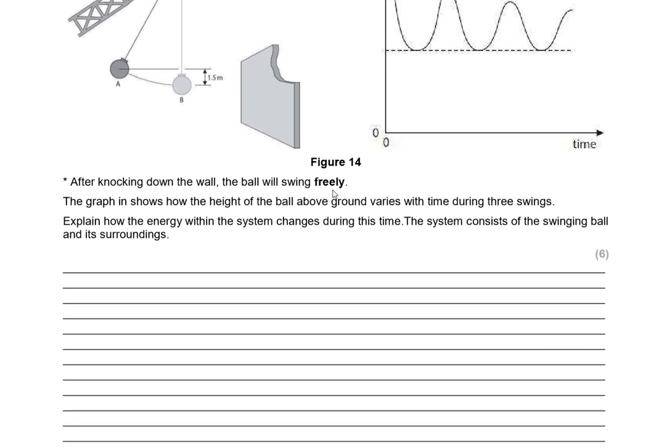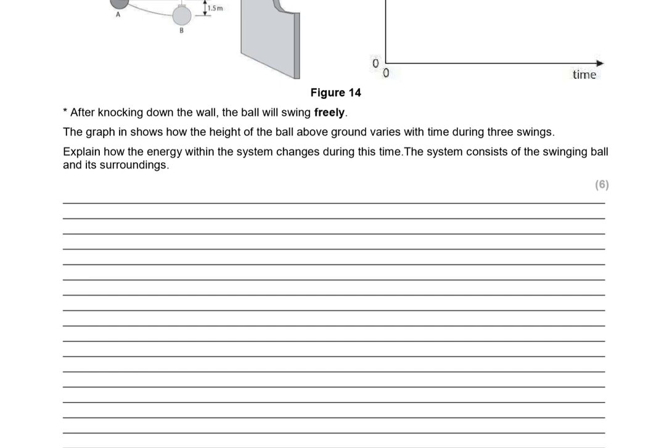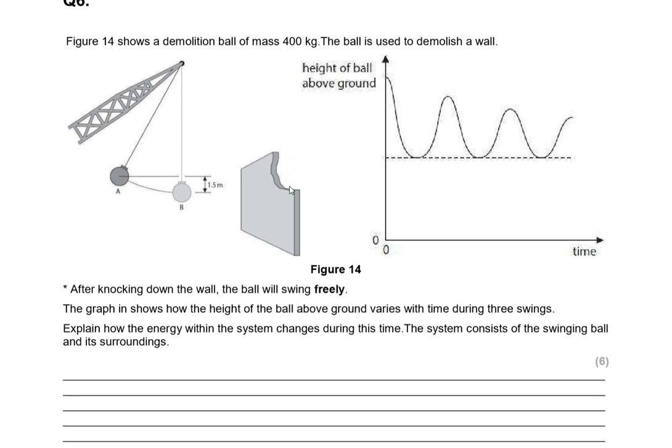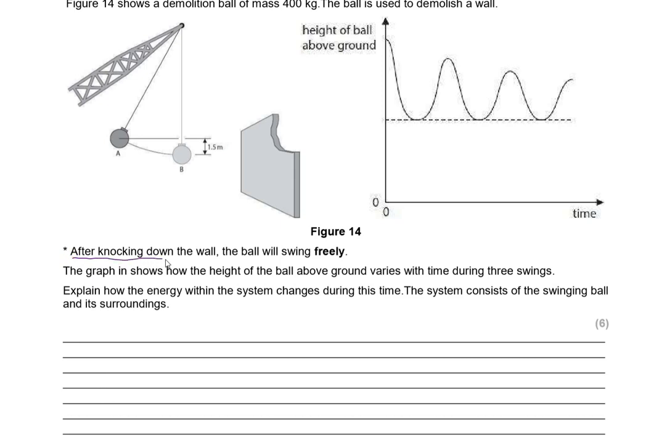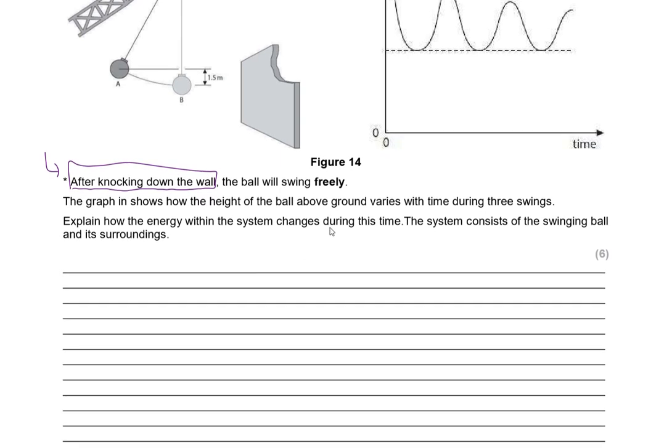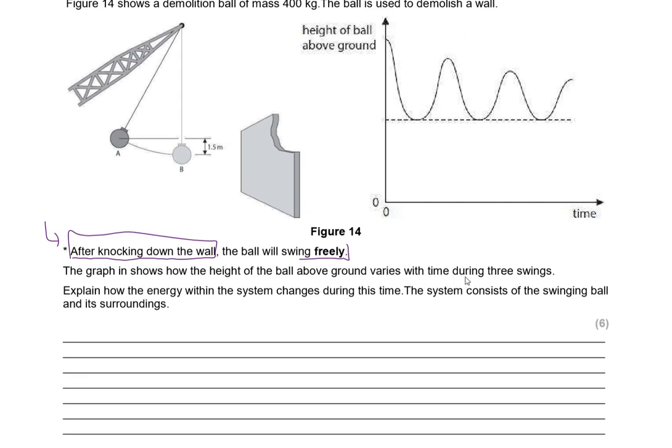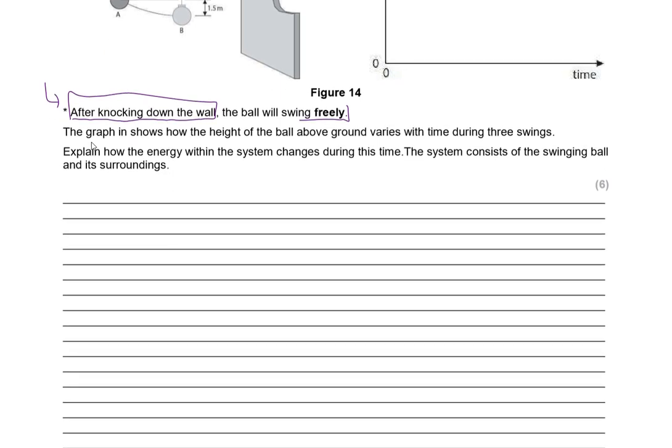Right, now the next one is a 6-marker. This is a very, very good question. Let's take a look at what we got. After knocking down the wall, the ball is allowed to swing freely. The graph shows how the height varies with time. After it hits the wall, it's going to swing, and the swing gets smaller and smaller. Describe and explain how the energy changes during this time, after it's been knocked out.